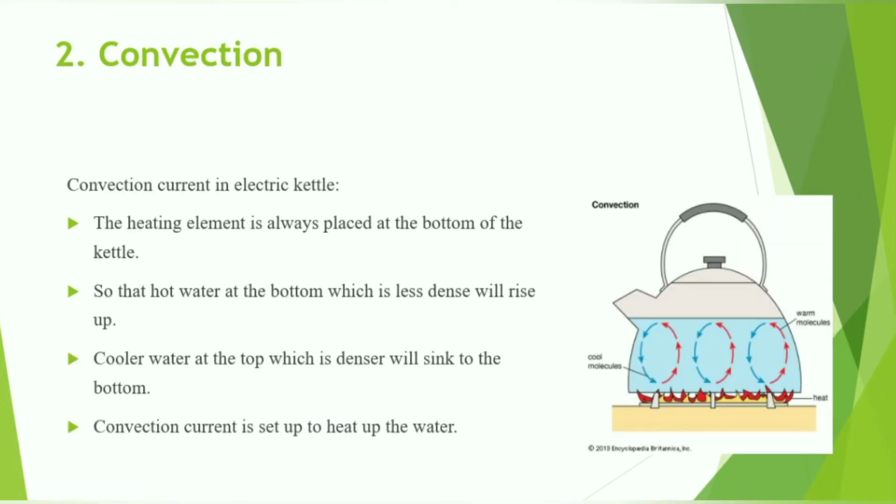Okay, firstly the convection current in electric kettle. You can see in the picture warm molecules and cool molecules have been shown. Now, the heating element is always placed at the bottom of the kettle so that hot water at the bottom, which is less dense, will rise up. Cooler water at the top, which is denser, will sink to the bottom. This is how convection current is set up to heat up the water.